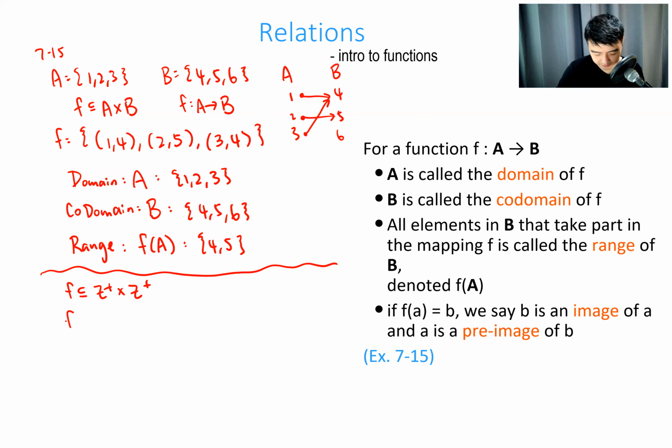So I have this F that is xy such that y is equal to x squared. This is the relationship between element x and element y. You can imagine that we have a bunch of pairs, and by the way, the x and y's are both in the set Z plus, so positive integers. What we want to find out is what is the domain? The domain is Z plus. It's the set A.